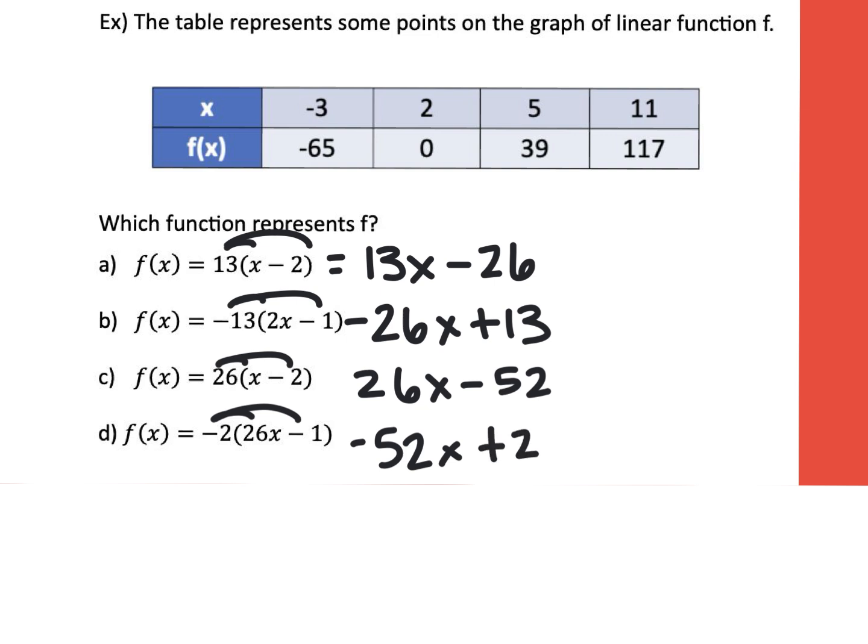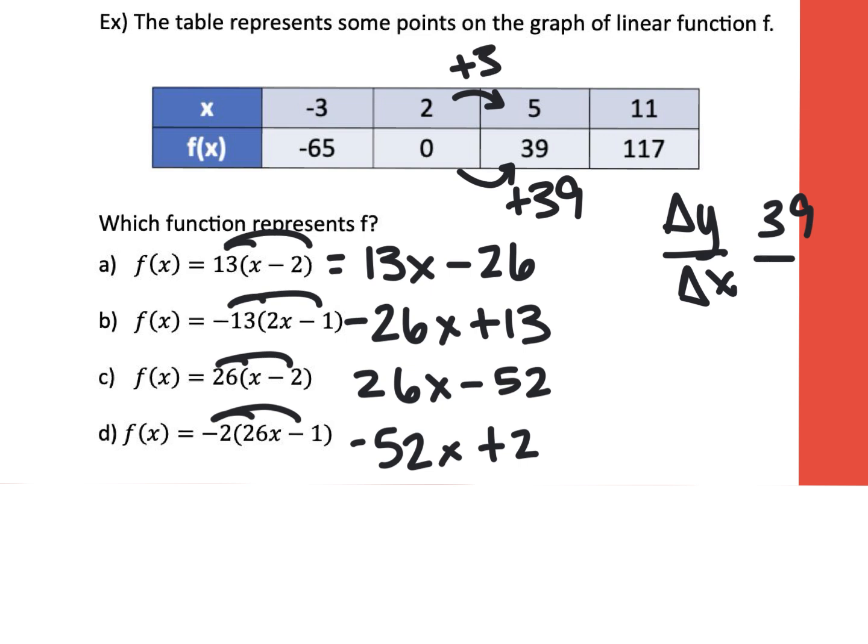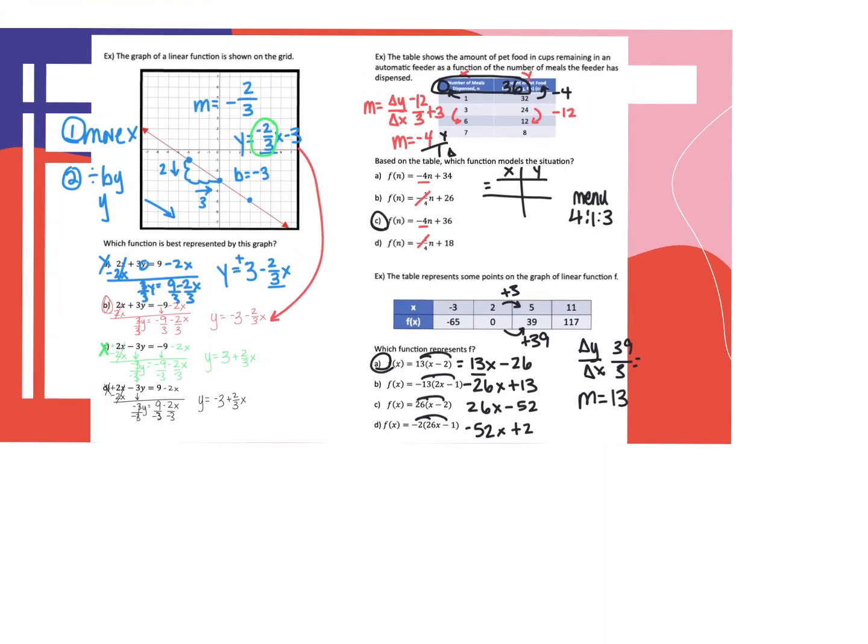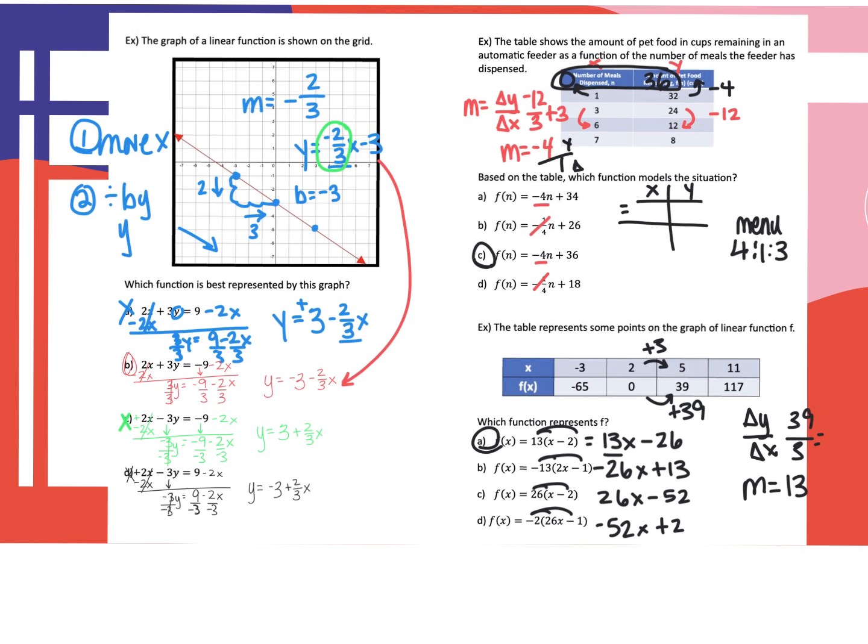So I think all of our slopes are different here, so we really probably could look at that. So remember, change in y over change in x. So we're adding 39 on our y's. We're adding 3 on our x's. 39 over 3, my slope is 13. And A is the only one with a slope of 13. So hopefully this is helpful. Please let us know if you have any questions.